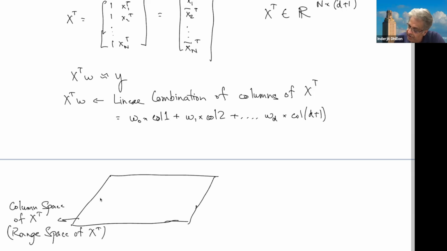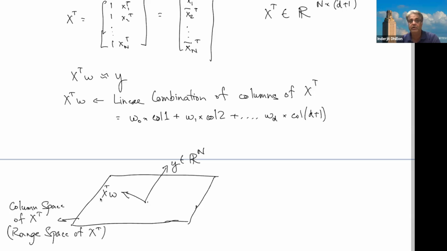If I take any linear combination, it'll give me some vector over here, X transpose W. There's some arbitrary W, right? But now Y is a particular vector. Remember, Y is in R^n. Y may not lie in this subspace. For Y to lie in this subspace, X transpose W must be equal to Y for some W. But it may not be the case, right? Because remember, we are not insisting on equality.